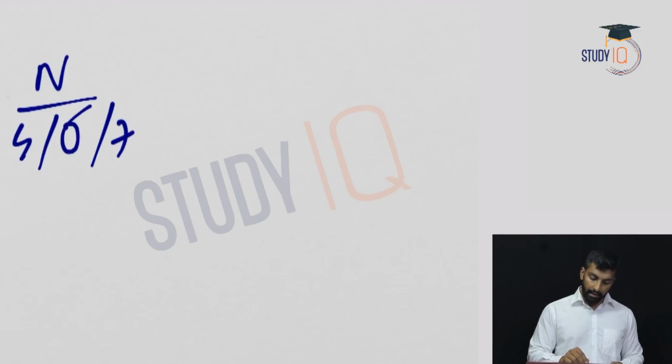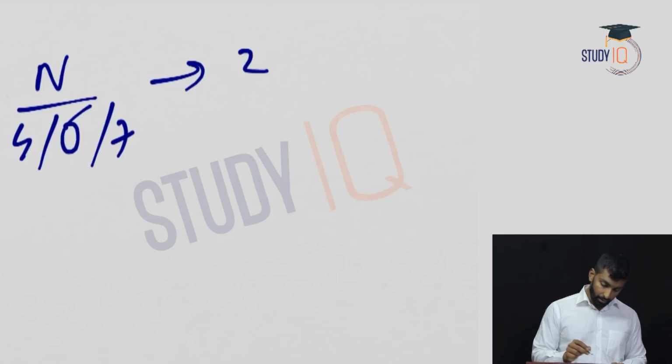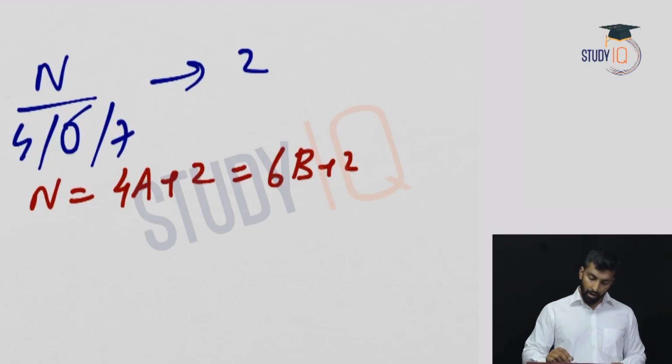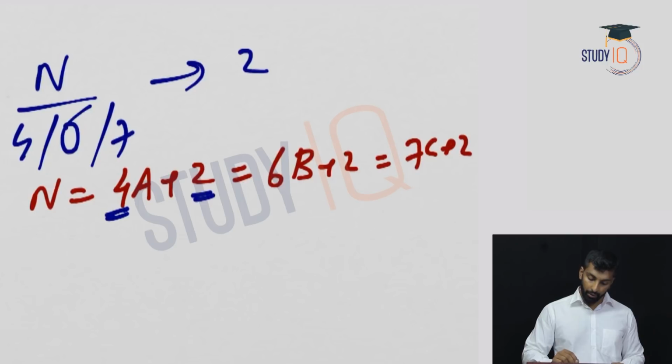Now what is this question? A number when divided by 4, 6, 7 leaves a remainder 2, right? So in each case it leaves remainder 2. What is the number? That's what they're asking. So how will you write this? N as a number which when divided by 4 leaves remainder 2 means 4a plus 2, right? When divided by 6 means 6b plus 2. When divided by 7 means 7c plus 2, right? I hope you understood, right? When divided by 4 the remainder is 2, divided by 6, 2, 7 also 2.